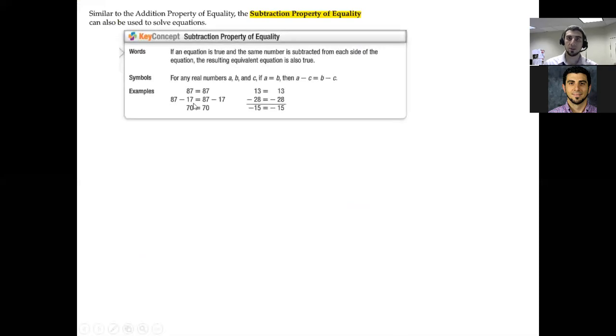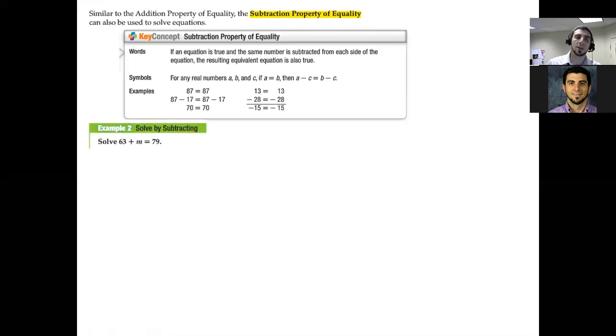So similar to the addition property of equality is the subtraction property of equality, and that can also be used to solve equations. And basically the same thing is true with the subtraction property of equality. If you subtract the same thing from both sides of an equation, it produces an equivalent equation. So for example, if you have 87 equals 87 and you subtract 17 from both sides of them, then you get an equivalent equation, 70 equals 70. Likewise, if you have 13 equals 13 and you subtract 28 from both sides, you'll get the equivalent equation, -15 equals -15.